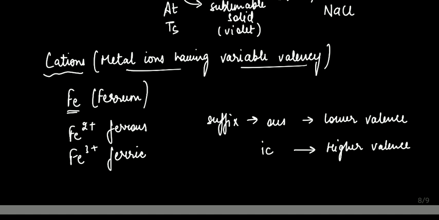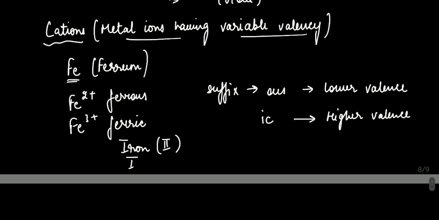This is one way to memorize, or most of the time they will write it like this: iron with the Roman numeral 2, iron with the Roman numeral 3. That indicates a charge. We can come back to the name oxidation number later on. So 2+, 3+. Since it's a metal, it is going to show a positive charge, not a negative charge.